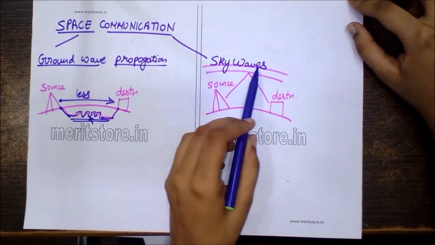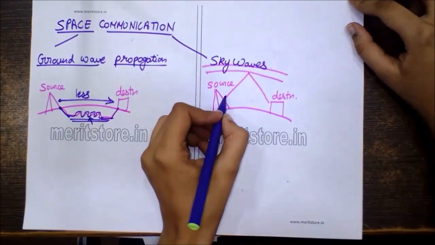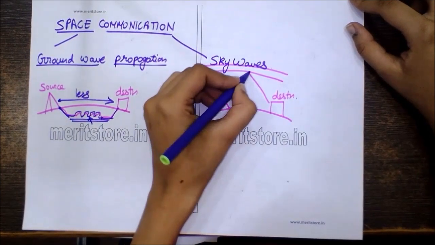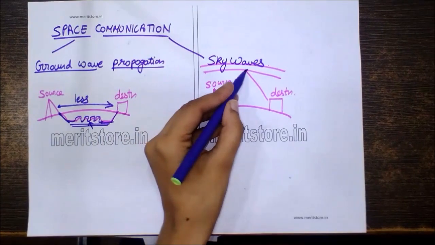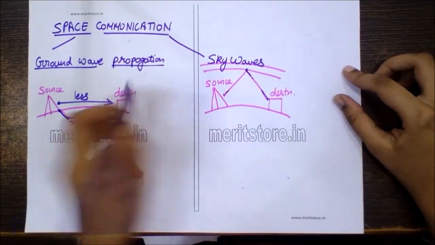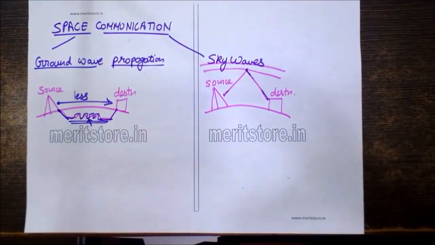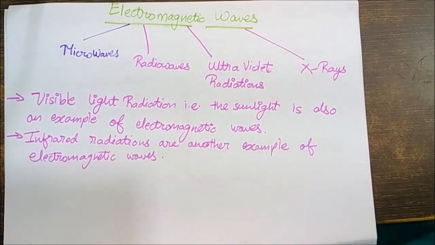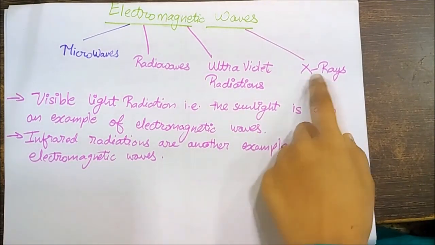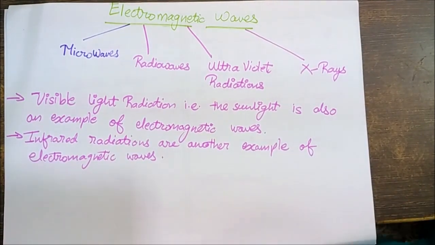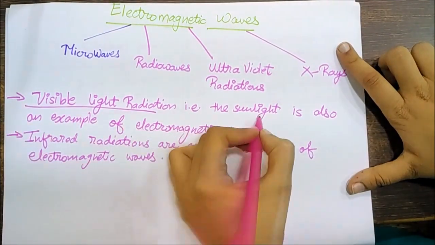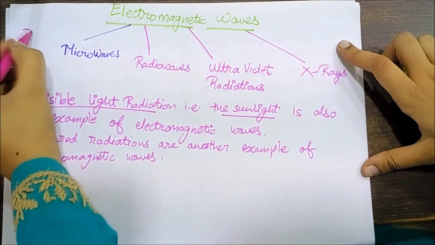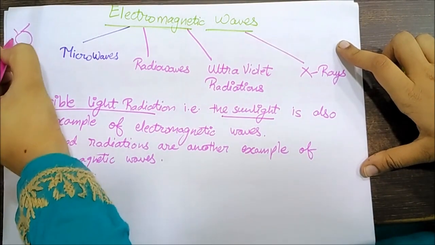Otherwise we use the sky wave propagation where the source will send its waves to one of the spheres and then it will go back to the destination. This is my sky wave propagation. When we talk about electromagnetic waves, the names that come to our mind are microwaves, radio waves, ultraviolet radiations, X-rays, visible light radiation. What do you mean by visible light radiation? The sunlight, the waves that come from the sun. This is my sun.